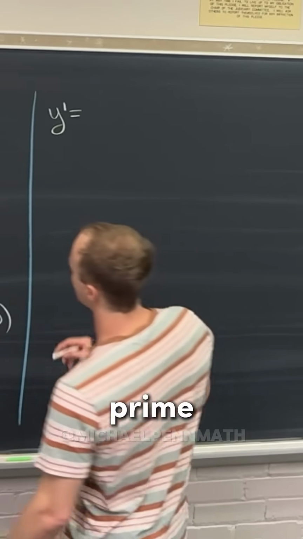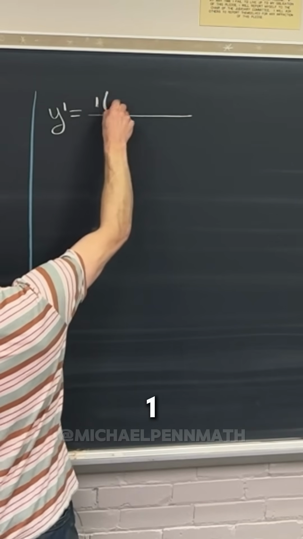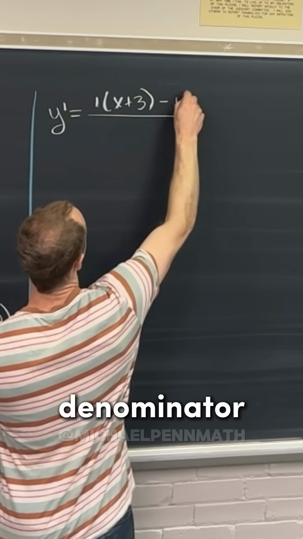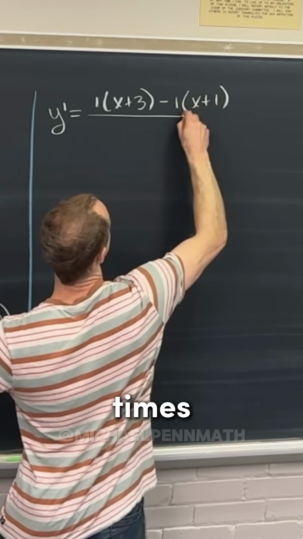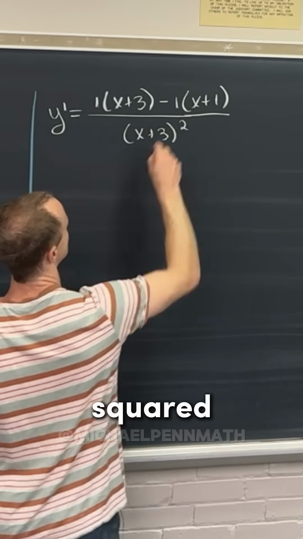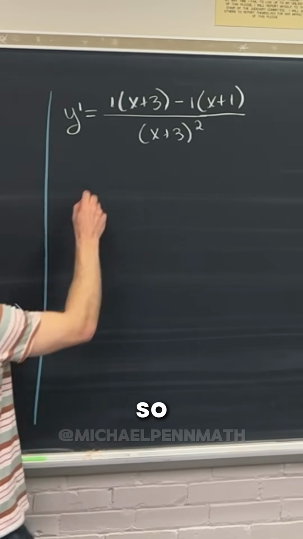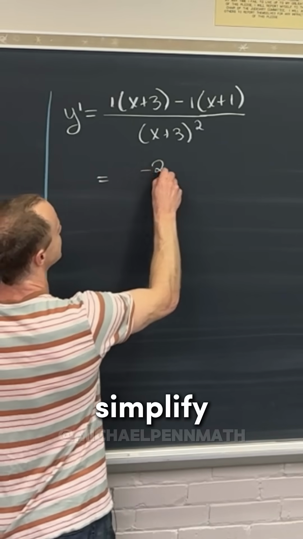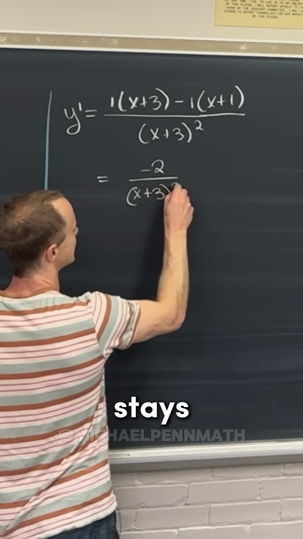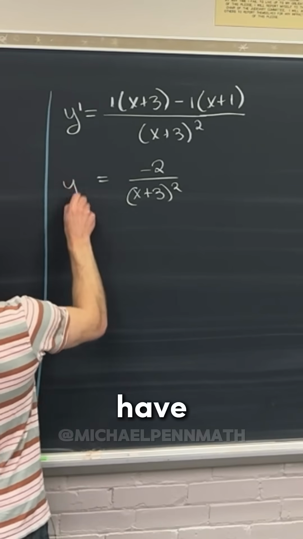Okay, so we have y prime, so we're gonna take the derivative of the numerator, which is 1 times the denominator, minus the derivative of the denominator, which is 1 times the numerator. And then we have over x plus 3 squared, the denominator squared. So now we've got a bit of simplification. The numerator is going to simplify to -2. And the denominator stays equal to x plus 3 squared, right? So that's what we have for y prime.